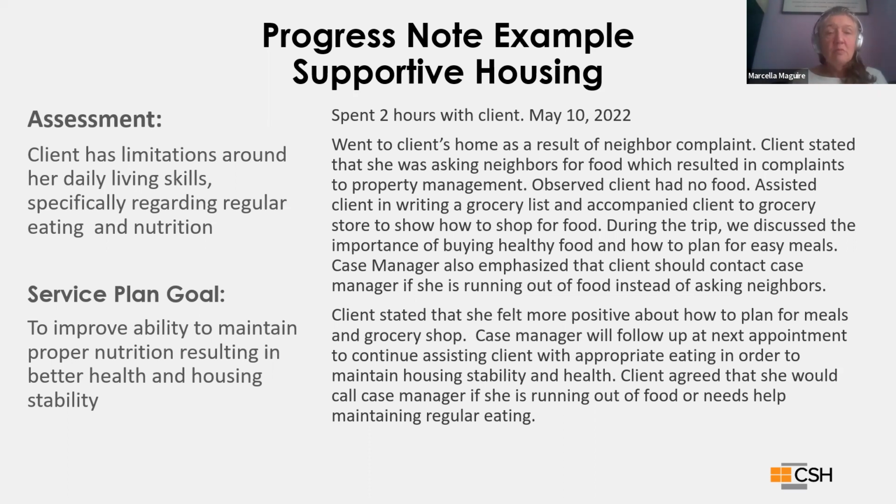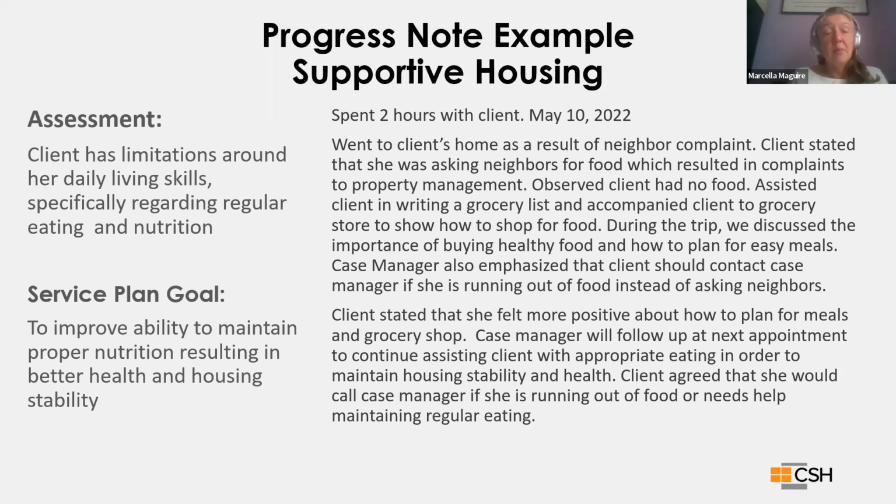We went to the home. The neighbor said they were asking for food, which resulted in complaints from the neighbors. They were served; they have no food. They helped the person write a grocery list. They took them to the grocery store to help them learn how to shop. We discussed the importance of healthy food and how to plan for meals. The case manager said that the client should be contacting the case manager instead of the neighbors if they run out of food, etc. And this is what the client said and how the client felt about it.